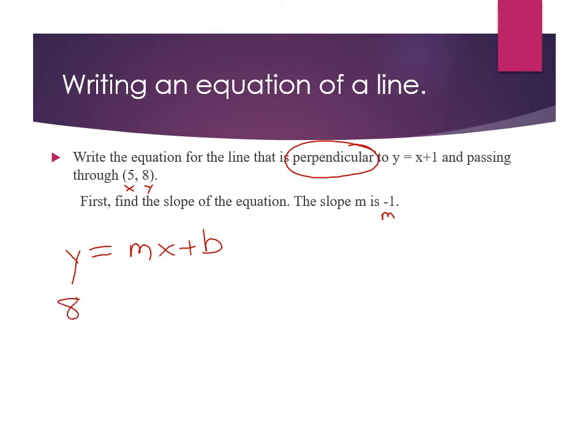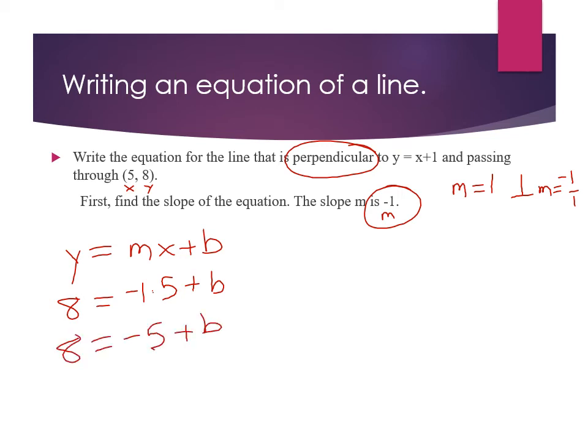I'm going to plug 8 in for y because that's what it was. I'm going to put negative 1 in for m, and then times 5 for x. I'm going to add that to b. Now just to, again, the reason why we picked negative 1 for the slope is because if my slope is 1, then my perpendicular slope is the opposite reciprocal, which is negative 1 over 1, which again, just write as negative 1. This gives me 8 equals negative 5 plus b. So add 5 to both sides. My b is 13. So my equation is going to be y equals negative 1x plus 13.